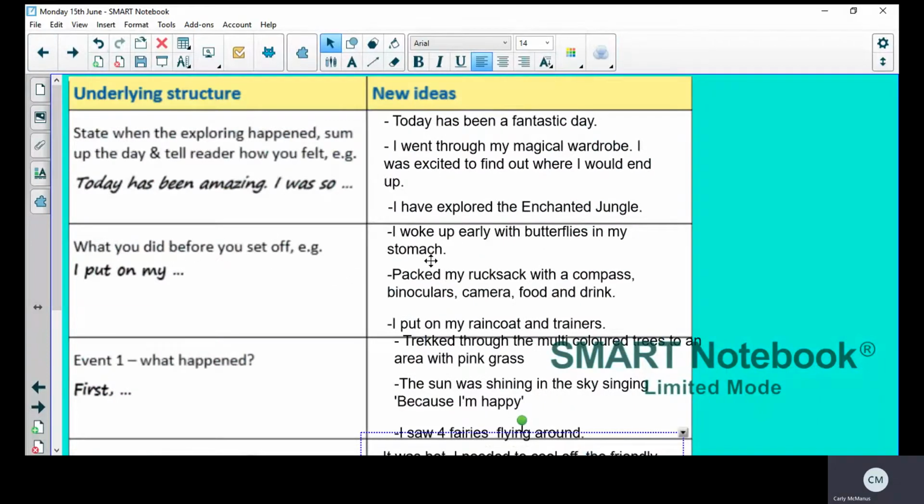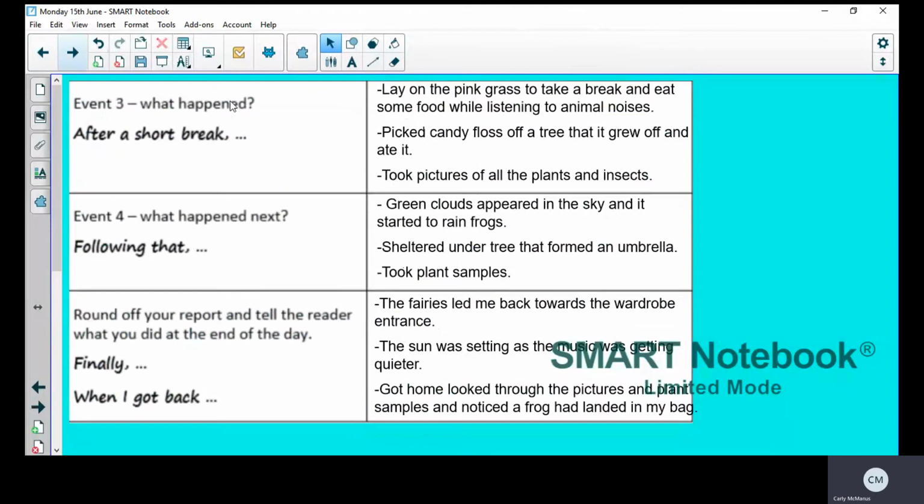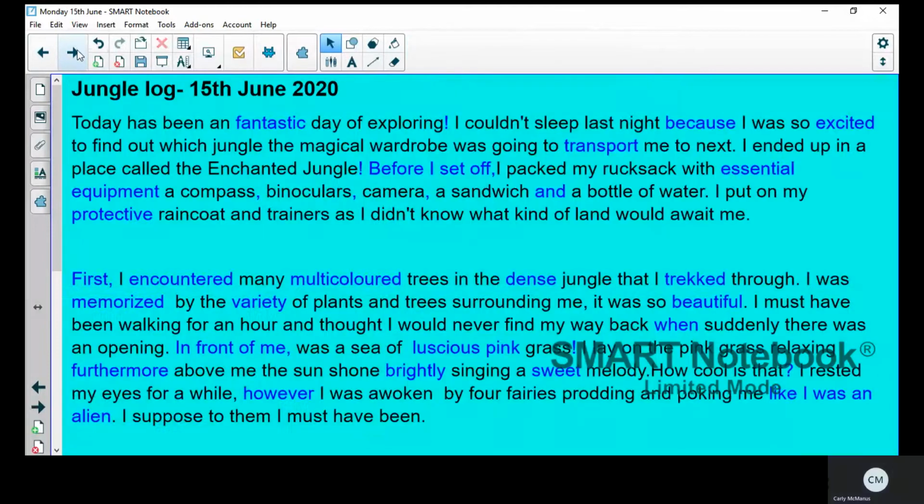Now if you look at my second part of my plan, it asked for what I did before I set off, and I said I woke up early with butterflies in my tummy, I packed my rucksack with these things and I put on my raincoat and trainers, which are the things that I've discussed in the first paragraph here. Before I set off, I packed my rucksack, I've said what I put in my rucksack and that I put on my protective raincoat and trainers and why I did this. I haven't said about the butterflies in my tummy because I'd already said at the beginning of the paragraph about me not being able to sleep.